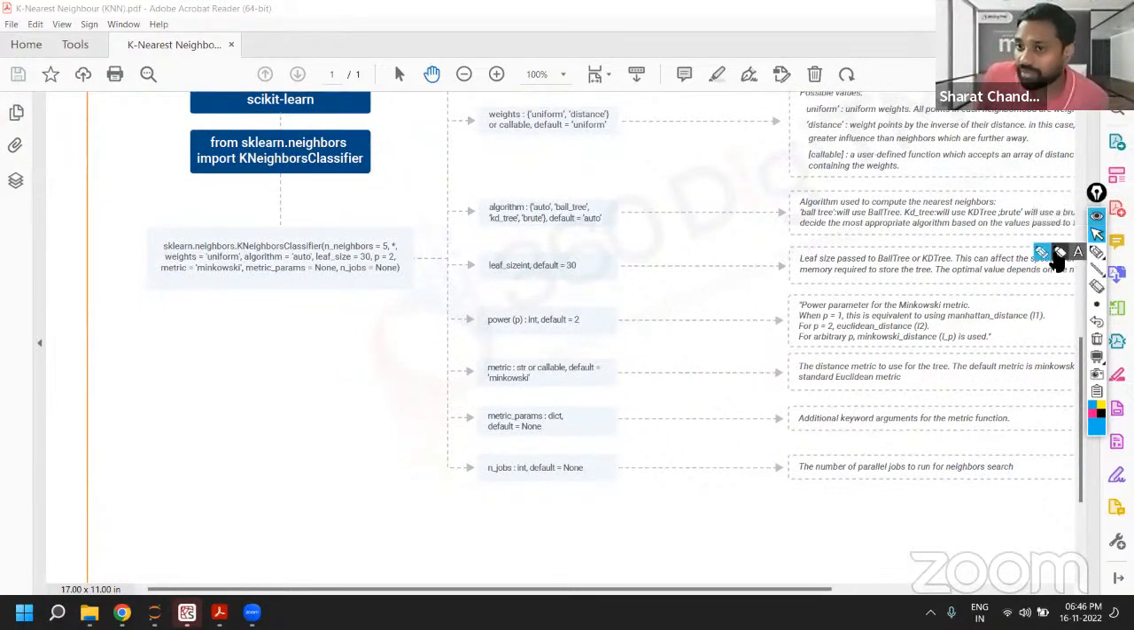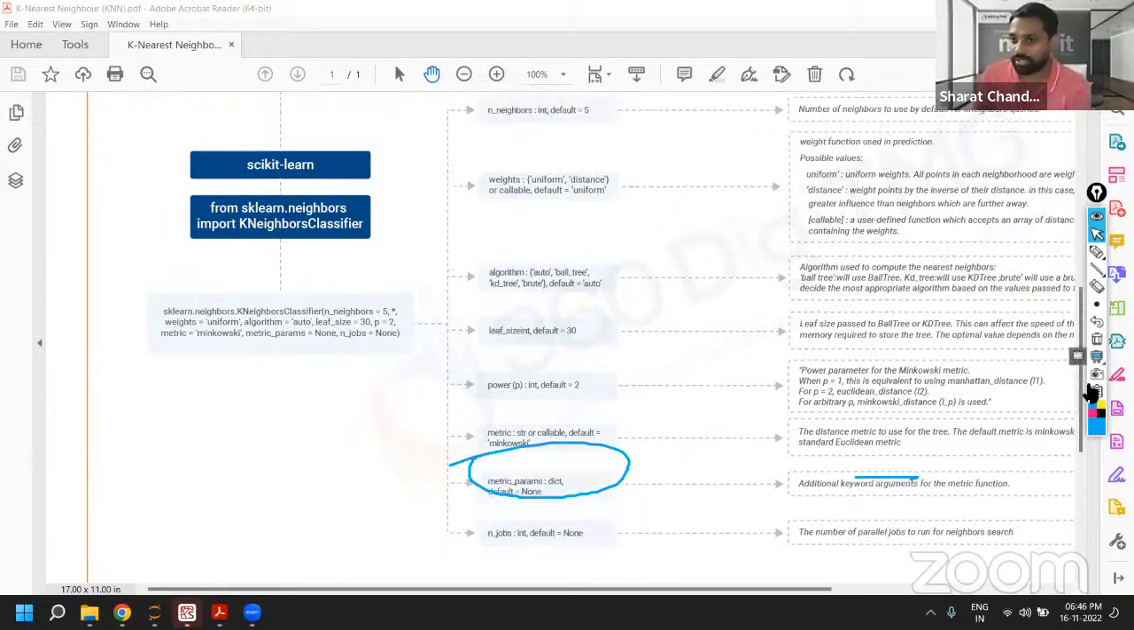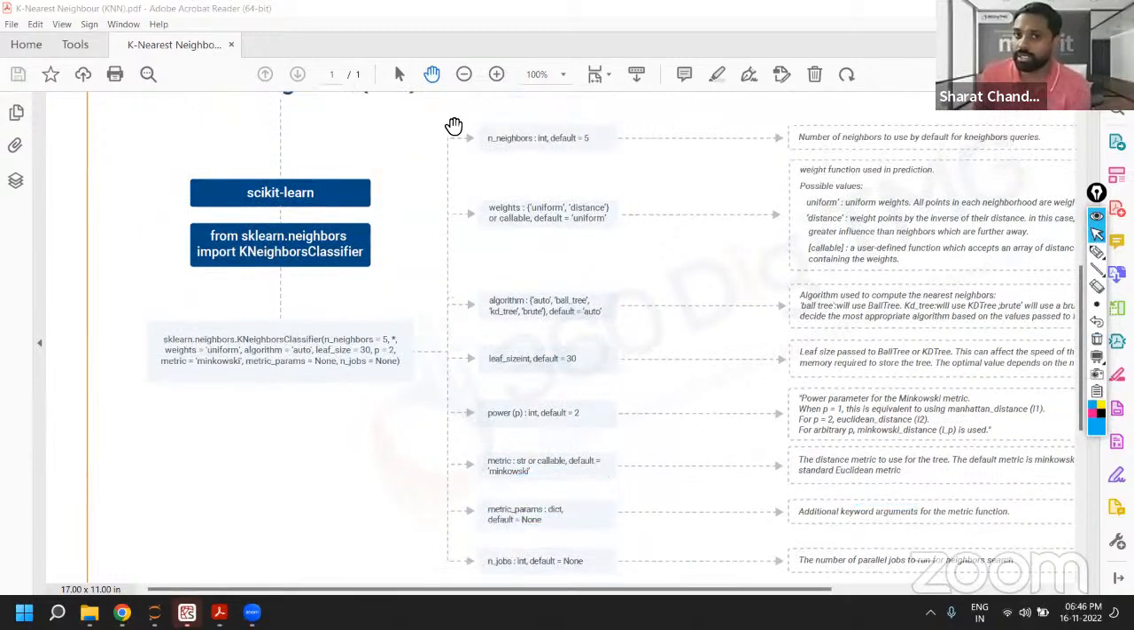And if you have a distributed environment where you have multiple processors, then you can also use n_jobs to ensure that the distance calculations the algorithm is doing can be done in parallel. This would speed up the performance of your entire algorithm. So this is the list of your hyperparameters. But as I said, n_neighbors would be the utmost important parameter that we need to play around with.